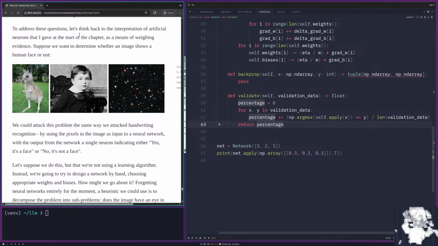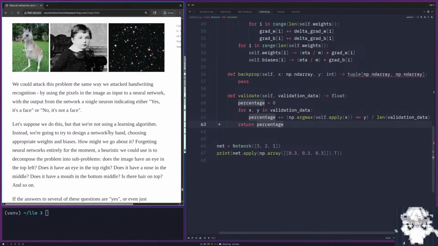Suppose we want to determine whether an image shows a human face or not. We could attack the problem the same way we attacked handwriting recognition, by using the pixels in the image as input to our neural network, with the output from the neural network, a single neuron indicating either yes it's a face or no it's not a face. Let's suppose we do this, but that we're not using a learning algorithm. Instead, we're going to try to design a network by hand, choosing appropriate weights and biases. How might we go about it?